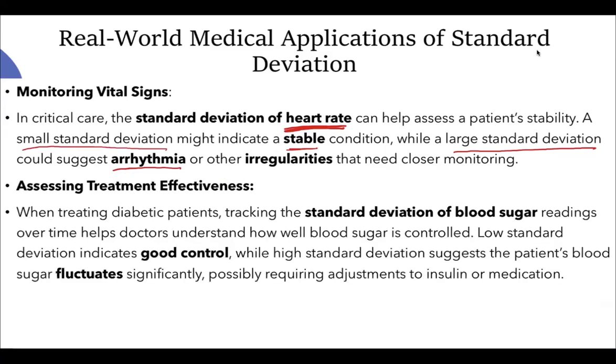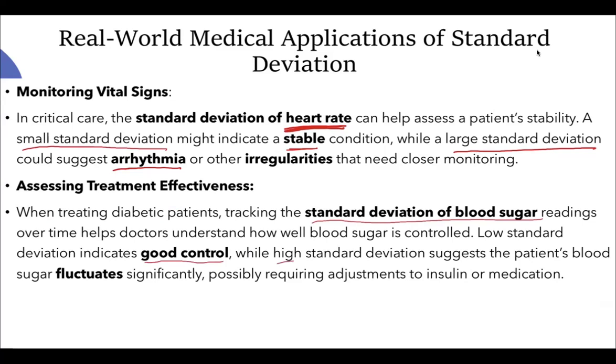Assessing treatment effectiveness. When treating diabetic patients, tracking the standard deviation of blood sugar readings over time helps doctors understand how well blood sugar is controlled. So if I'm looking at a standard deviation of blood sugar and my standard deviation is low, it means that I have consistent blood sugar measurements. They're generally not too variable, they're consistent and similar, and there's not a lot of ups and downs.